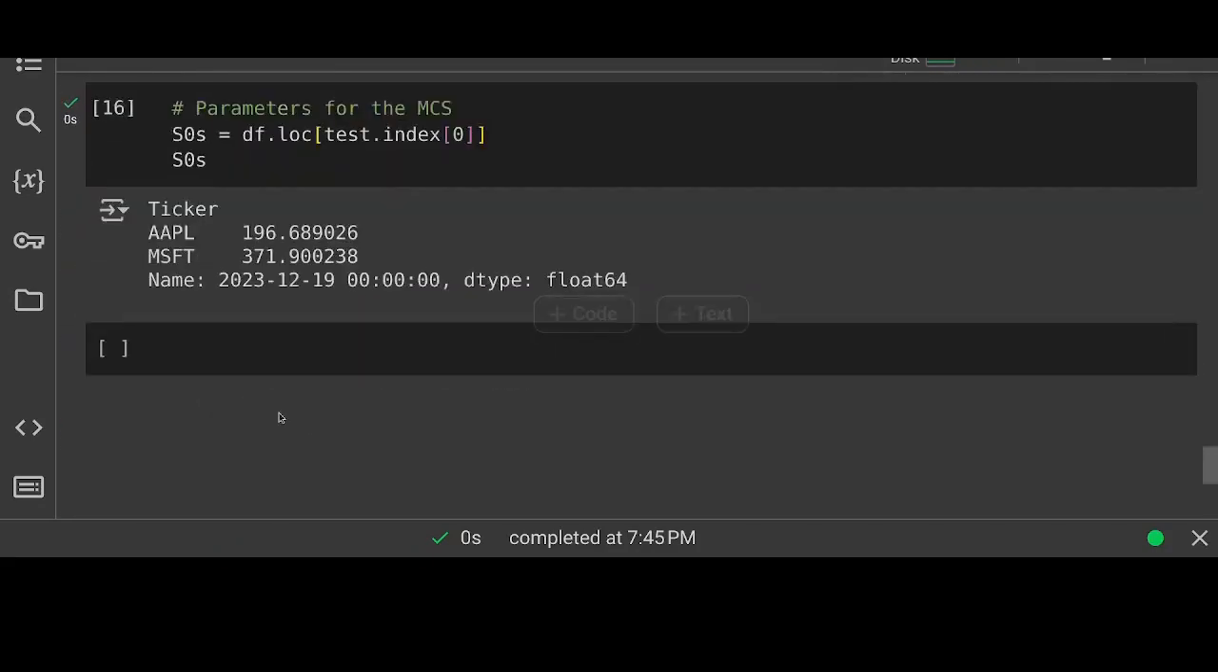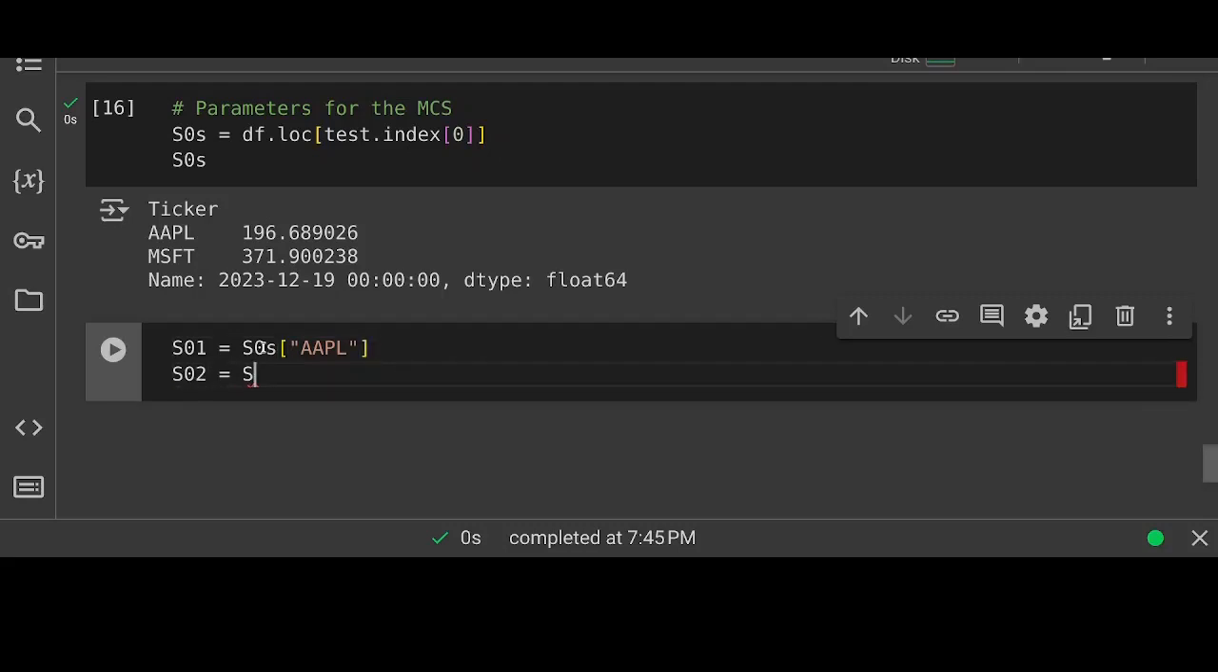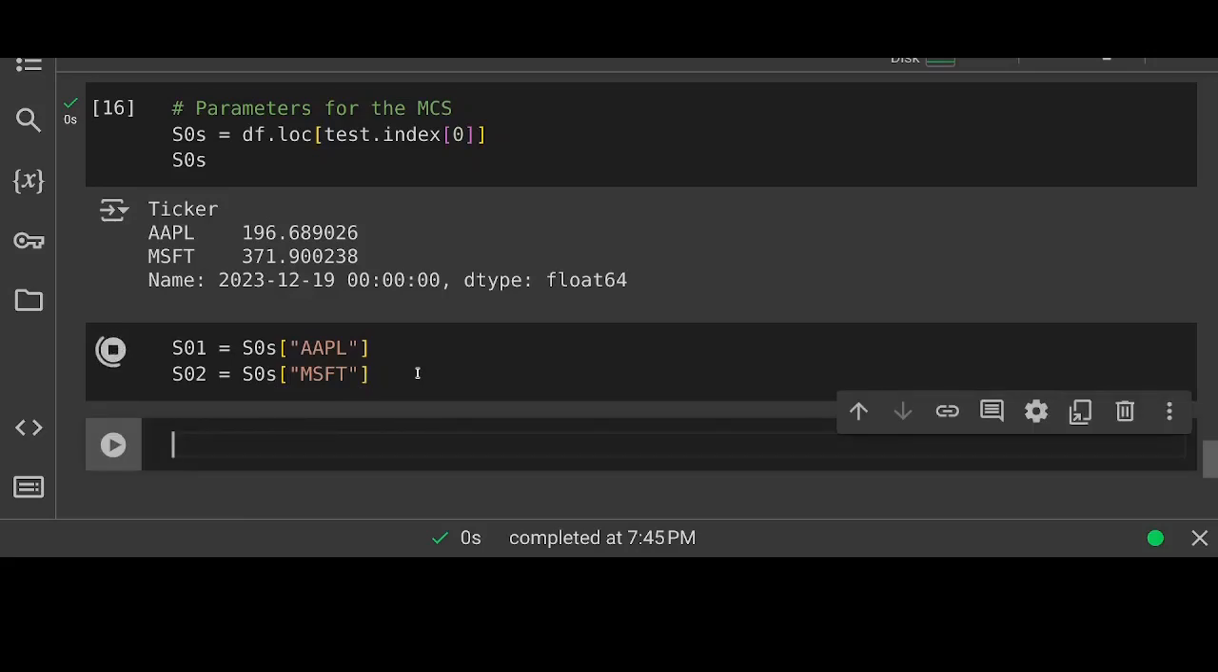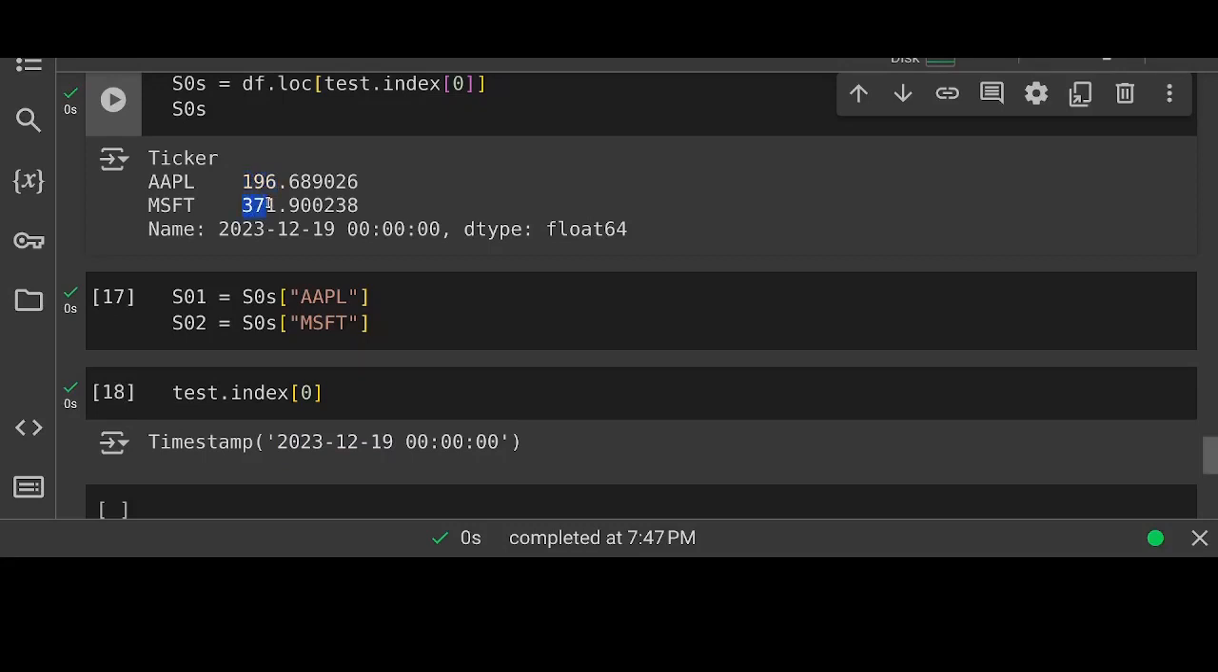Here S01 will be the first stock price for Apple, and S02 will be S0 for Microsoft. That means we assign the initial price for Apple, and the index for the test set. So what is the starting date for this S01 and S02? The date is here, 2023, that means December 19. This is December 19, and on December 19 the price was this, right?